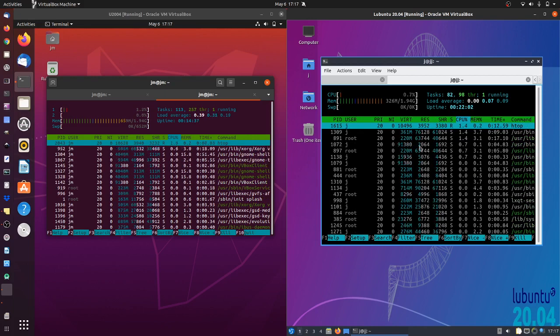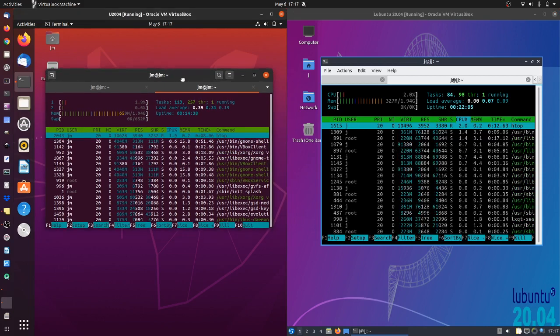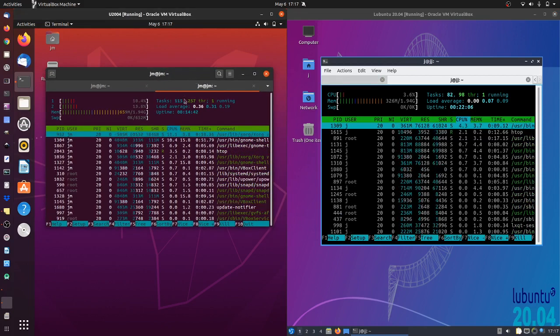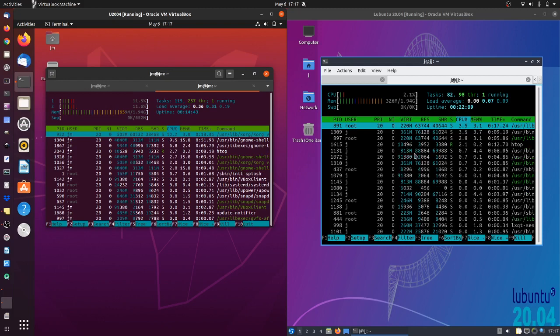But that's pretty much it, guys, in a nutshell. A bit of a look at the resource usage, probably about twice across the board with everything that we see there. So very, very interesting to see.